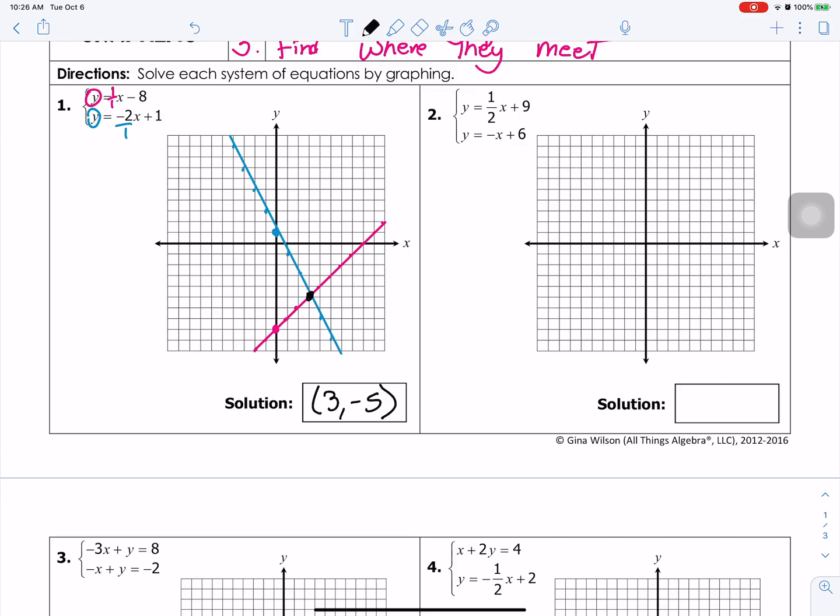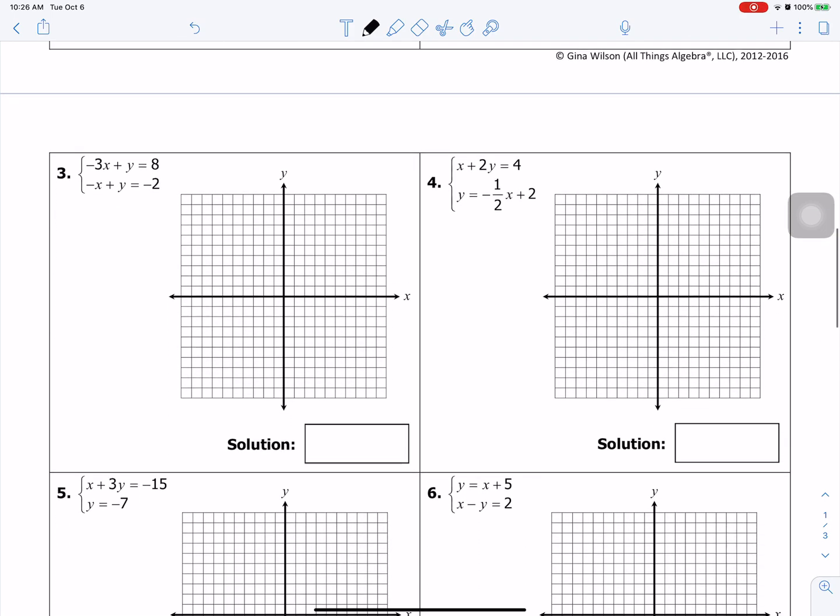Let's look at, I'm just going to go down and look at number 3. These are not in that slope-intercept form. So what I need to do is change them. If I look at this first one, if I add 3x to both sides, I can have my equation right here, and these would be gone. And here I need to add x. So I'd have my equation here, and these would now be gone, and they would equal 0. I don't have to divide by anything in front of y because it's just a 1.